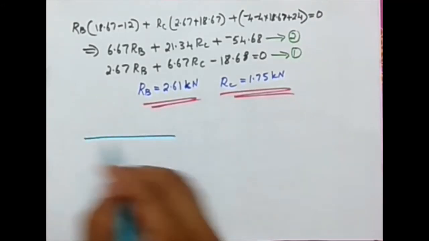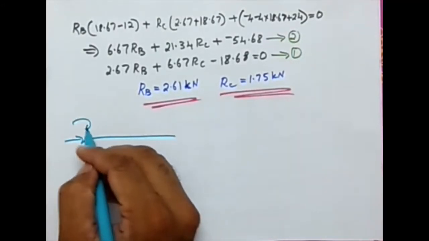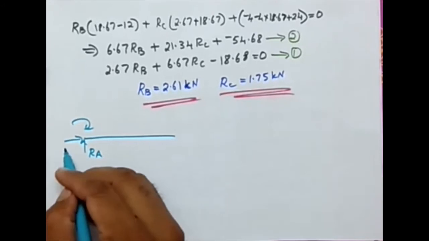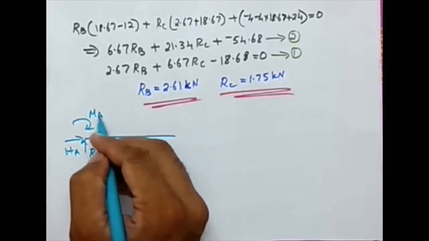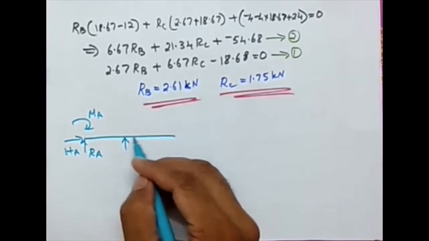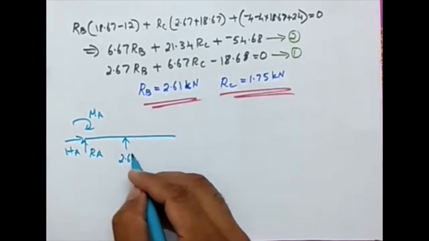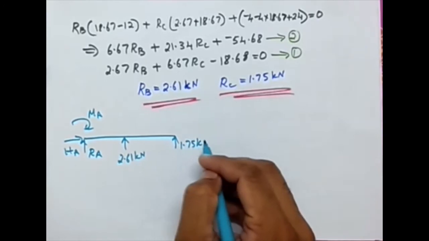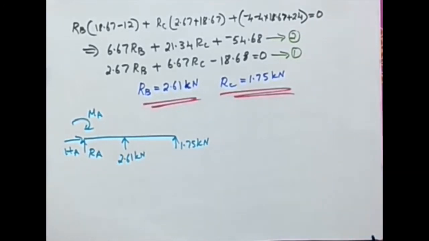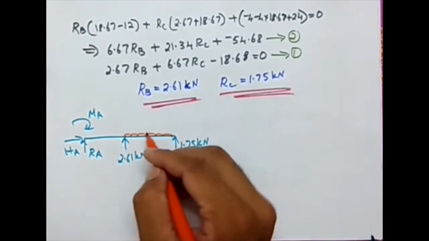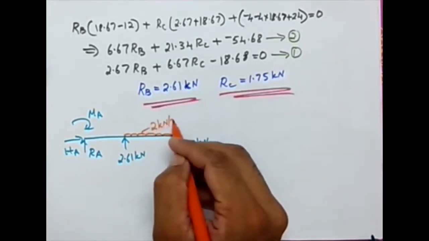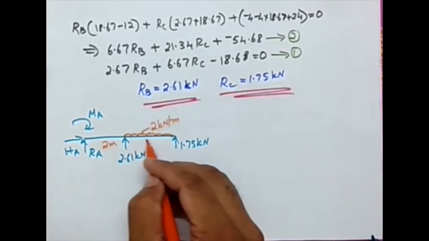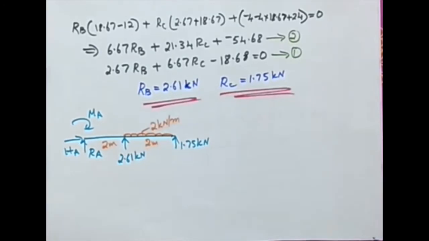So what we have here is a beam. There's a fixed support with RA, HA, MA, and I have the value of RB, which is 2.61 kilonewton acting here, 1.75 kilonewton acting here, and there is a UDL of 2 kilonewton per meter. This is 2 meter, this is 2 meter. Now it's just a matter of application of the three equations of equilibrium, and we are going to get the solution. It's a very quick solution.